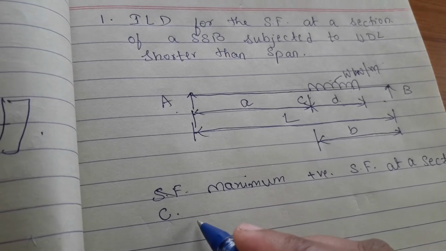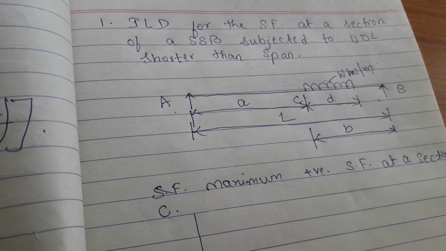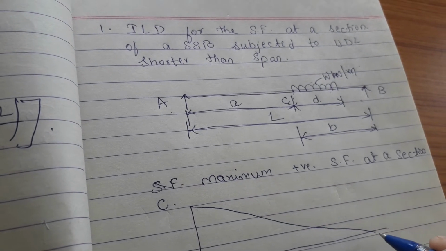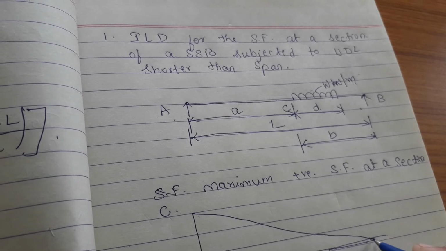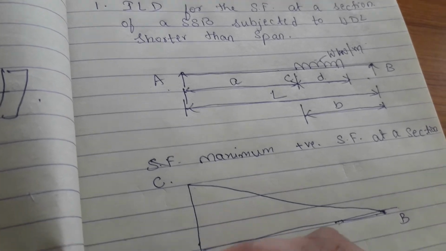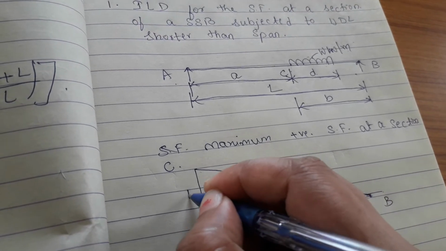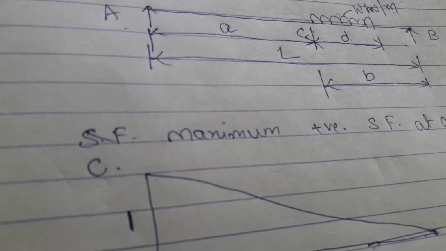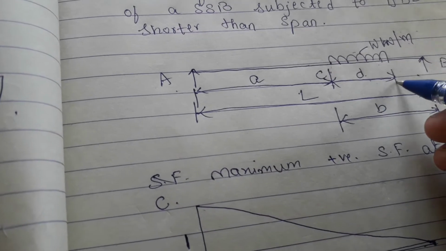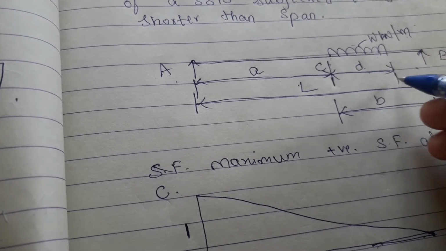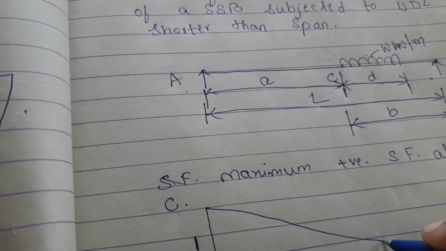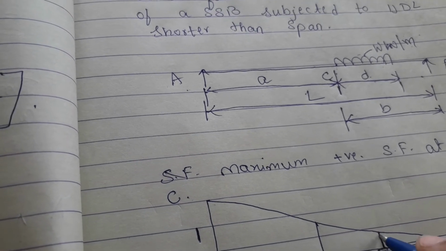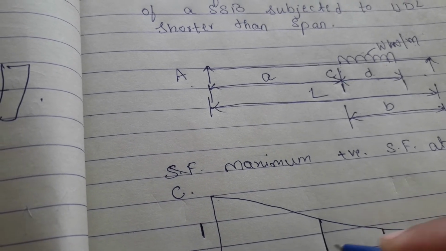Now we will draw an ILD. So for a single point load, we know how to draw an ILD. So you get ILD like this. So this is the point B, this is A, and this one will be 1. So now I need to calculate the ILD ordinates at this point and this point. So let us consider these points here.